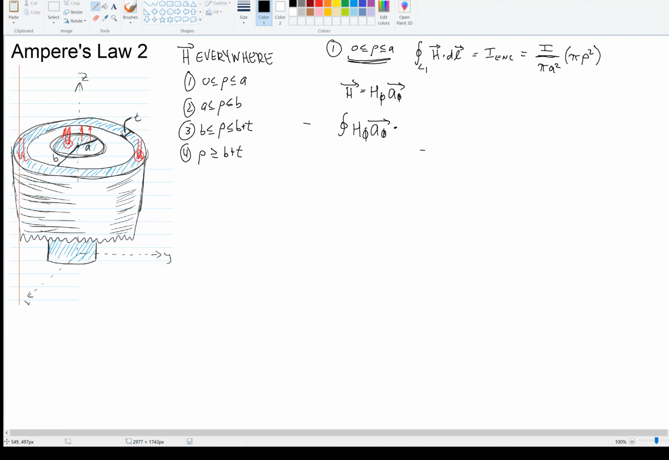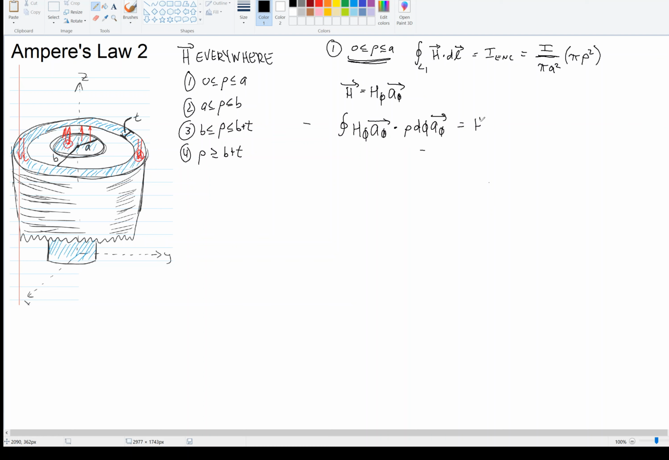You know, we've done this in the first example in the last video. What's changing is phi, the angle, and so what is dl then? Well, dl is rho d phi in the phi direction, like this. And so when we do that dot product, a phi dotted with a phi is 1, and we know that H phi, the magnetic field, is constant on a circle that's swirling around.